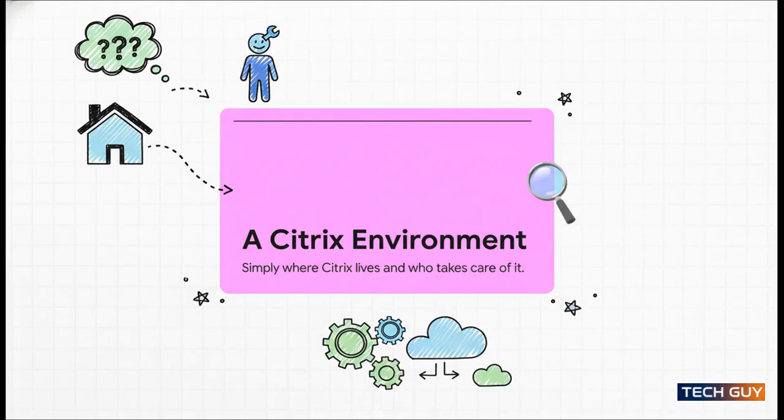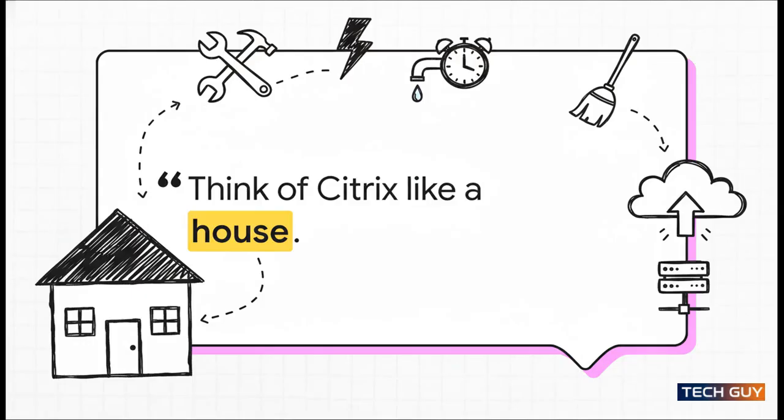Okay, let's just strip away all the technical jargon for a minute. At its core, a Citrix environment is about two really simple things. Where does the stuff live? And who's in charge of taking care of it? To make this super clear, let's use an analogy we can all get our heads around. I want you to just think of Citrix as a house.